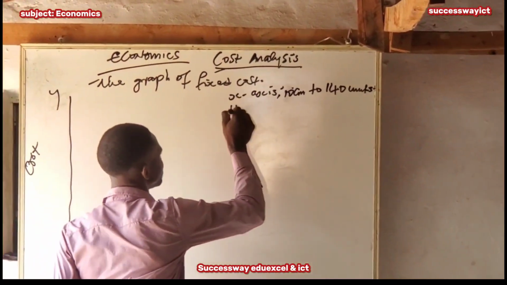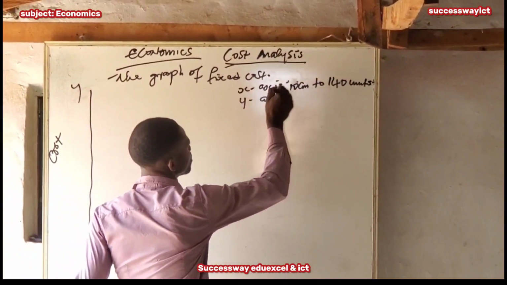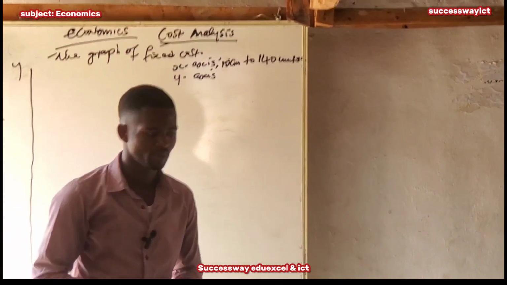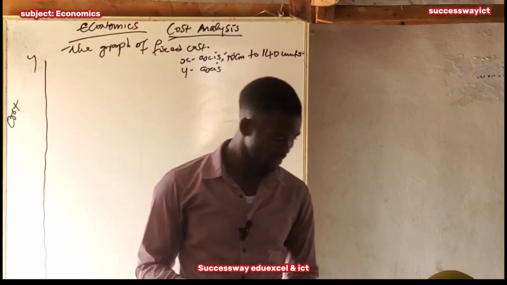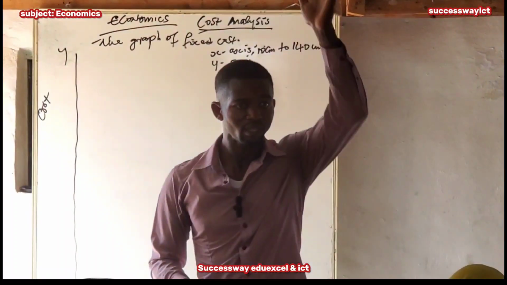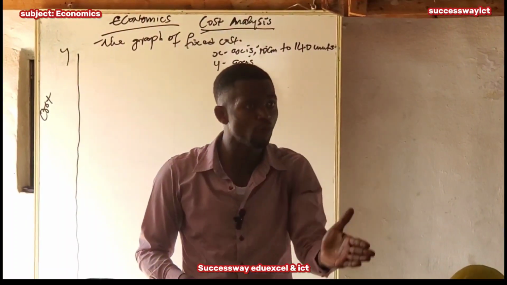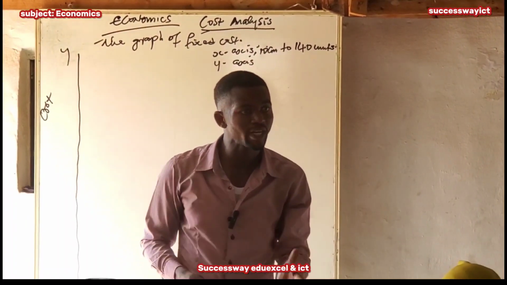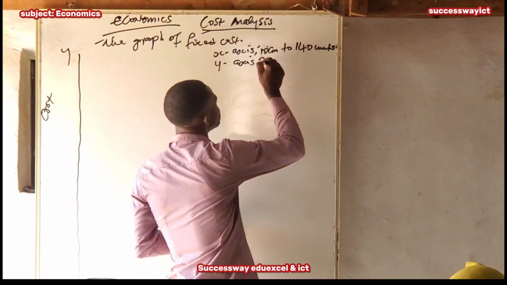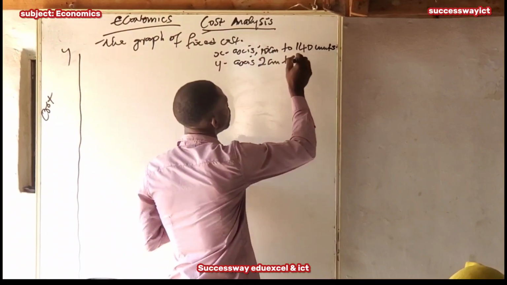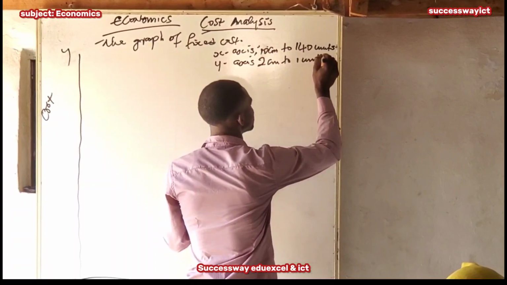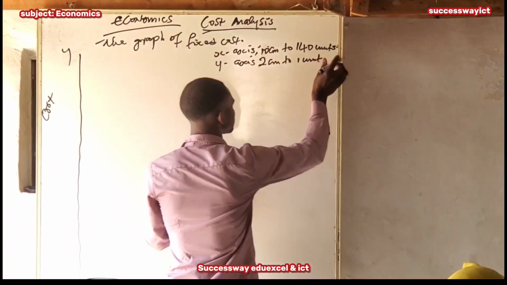Then what about the y-axis? What is the highest? The highest is what? 4, isn't it? And it's in consistent order of arrangement, true or false? 0, 1, 2, 3 down to what? 4. So I can say cut, let's say 2 centimeter to what? 1 unit. 1 unit.